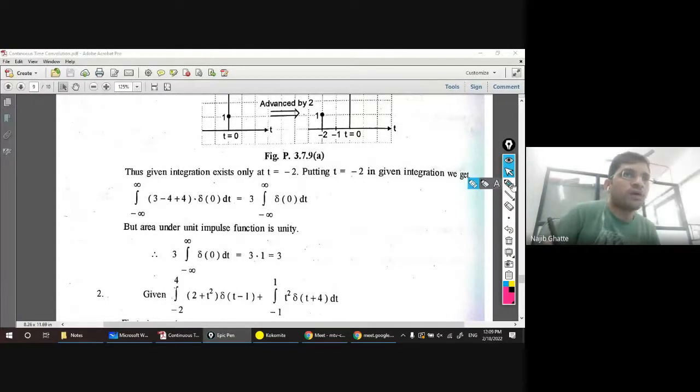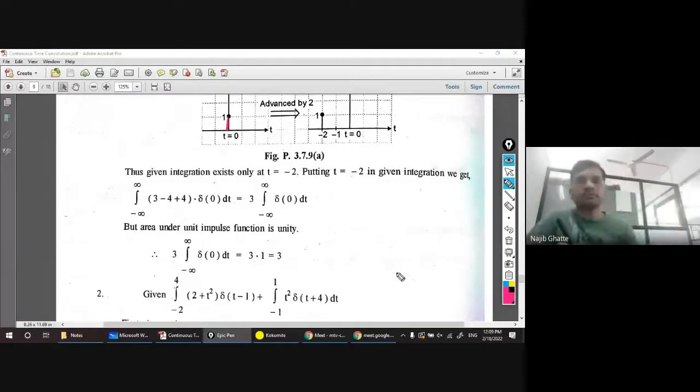Understand this. What is basically integration? Integration is the area under a curve. So what is the value available? 1 over there. It is 1. So I can say it is 3 into 1 equal to 3. Integration of delta is 1. Why? Because it is the area under a curve and the value is 1 over there. So simply write 1, 3 ones are 3. Done. Understood?